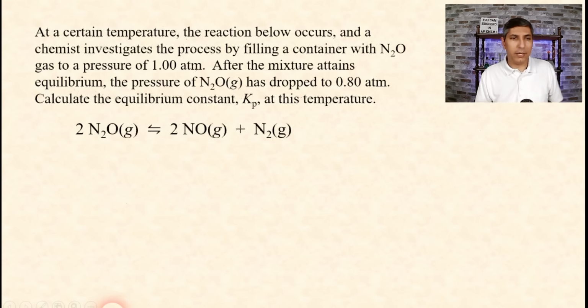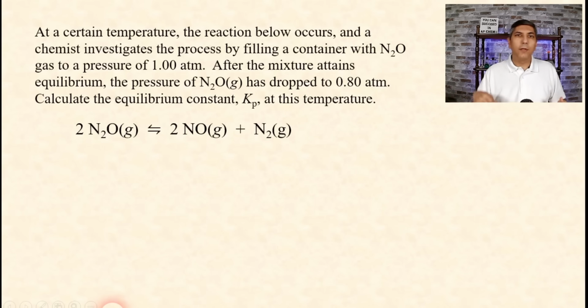Now let's say we have an equilibrium problem. In this case, it says at a certain temperature, the reaction below occurs, and the chemist investigates the process by filling a container with N2O gas to a pressure of 1.00 atmospheres. After the mixture attains equilibrium, the pressure of N2O gas has dropped to 0.80 atmospheres. Calculate the equilibrium constant Kp at this temperature.